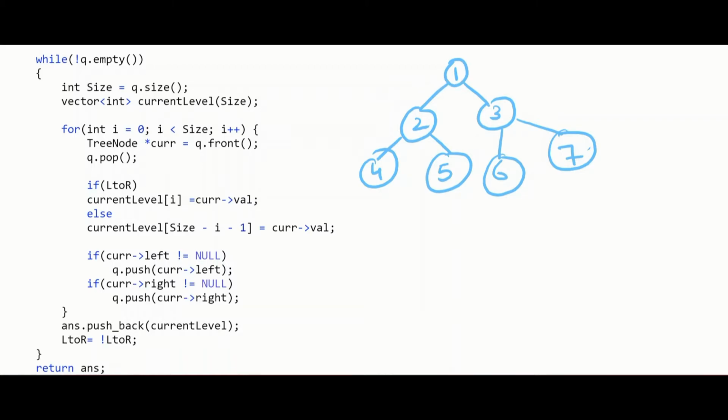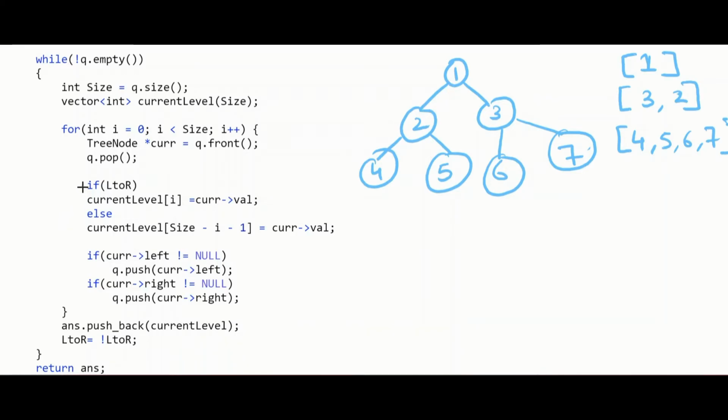So let's say this is the tree. In the first level, we will go from left to right, we add 1 to the current level. In the next level, we will go from right to left. So we will visit 2, we will add it to the last index. Then when we visit 3, we add it before 2. So we get 3, 2 in the manner we wanted. Now in the next level, when again left to right becomes true, we will add 4, 5, 6 and 7. So this is how we get a zigzag level order traversal.